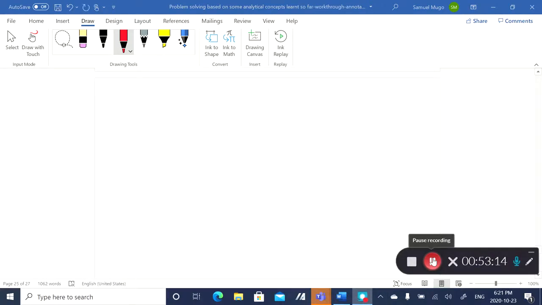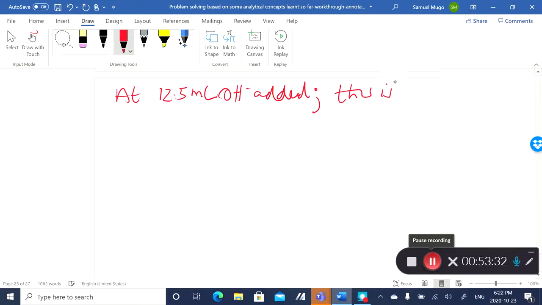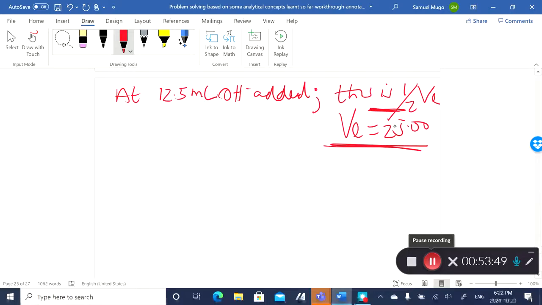So the next point in the calibration, although it's not in the problem, but I've just inserted it: what about 12.5 ml of OH added? Now you can see this is half the equivalence volume. Remember, the equivalence volume was 25. And so this is half the equivalence volume. You may remember in my lecture when I said this is a very important landmark when you're doing acid-base titration. So let's take a look at what's happening at that point.